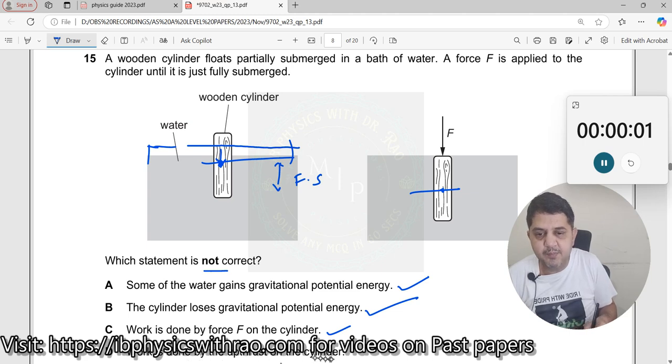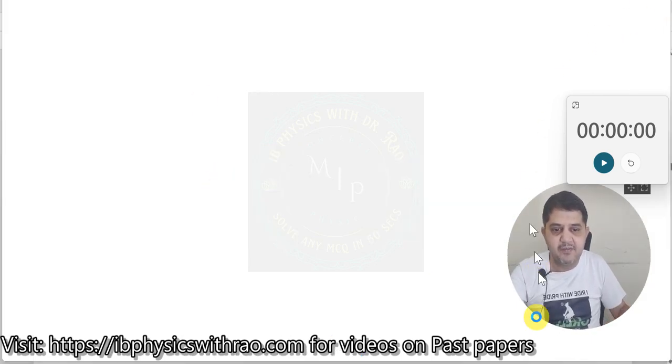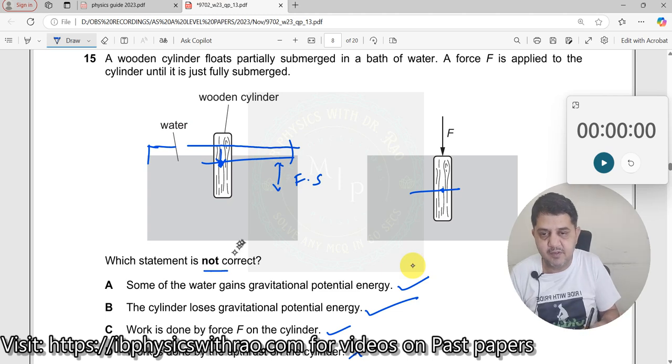Work is done by the upthrust on the cylinder. Is this right? No, this is incorrect. The reason is that upthrust is nothing but a force that you get because of the water molecules which are crowding on this one here. It applies a force, but as a result, definitely there is no work being done. Okay, there is no work being done, and hence D is the incorrect answer.